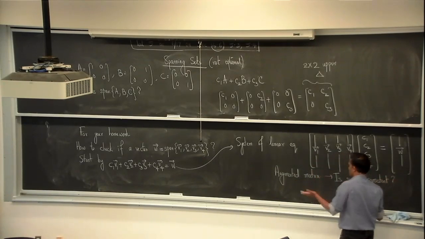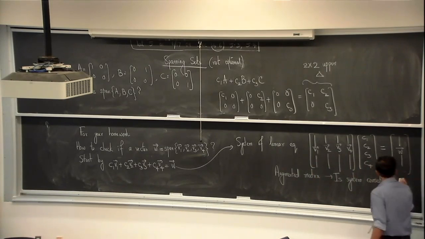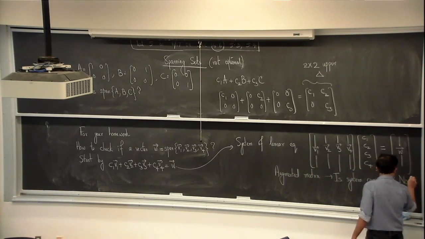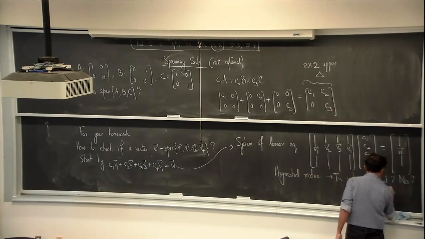All of you answered a similar question on test number 4. You know when to expect a system to be consistent or inconsistent. You have a 0 equal to non-zero situation. If the answer is no, it's the end of story. You cannot go any further. Not a span.